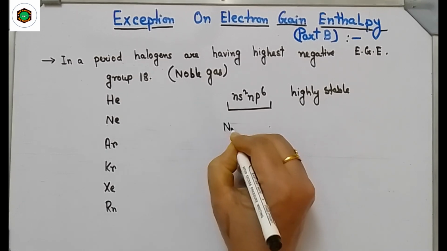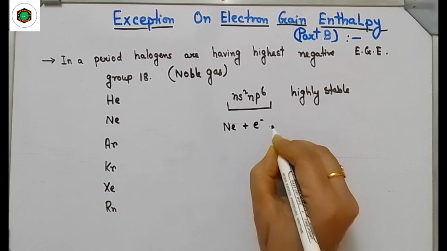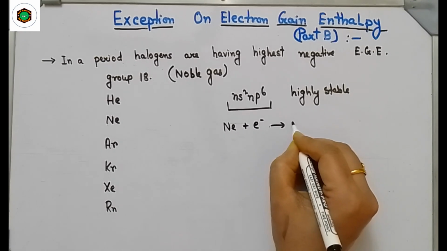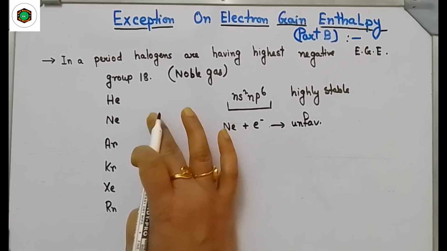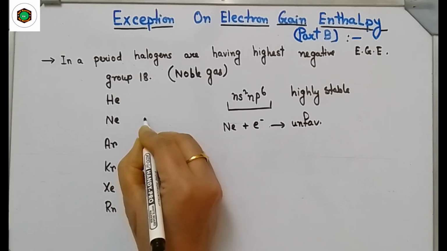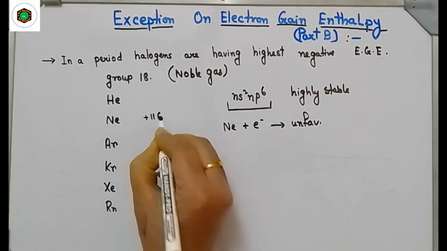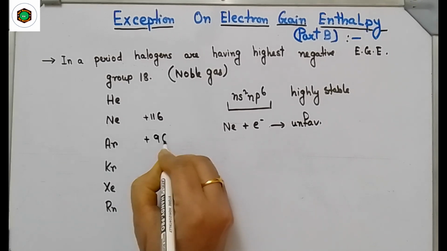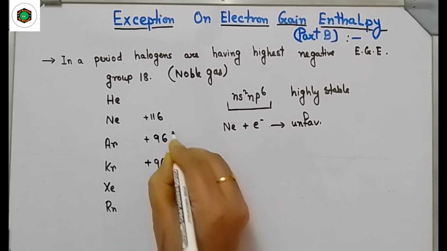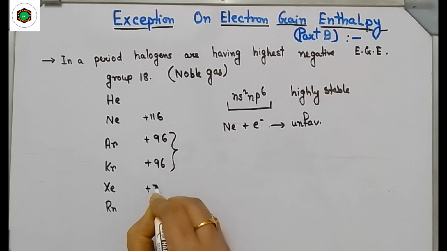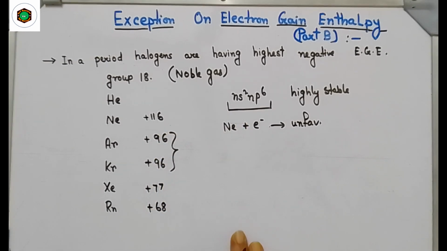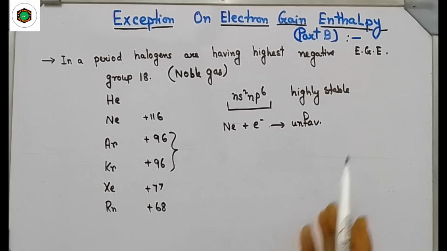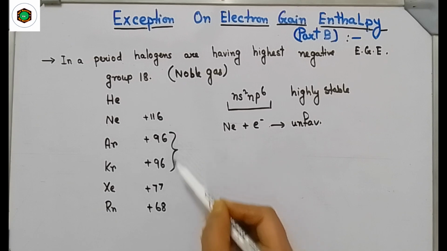So suppose neon: addition of one electron is highly unfavorable. Highly unfavorable means it has a positive value. So neon has this value in kilojoule per mole. Then argon, krypton, these two have the same value. Xenon, radon. So the value is decreasing down the group because with increasing size, addition of one electron becomes less favorable. So the value will decrease.